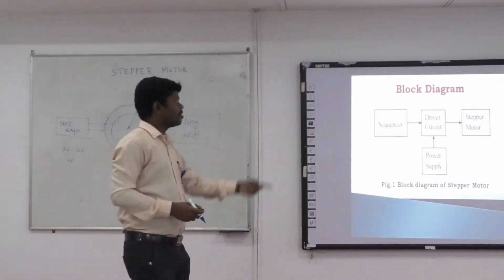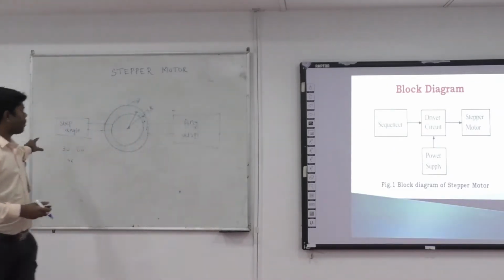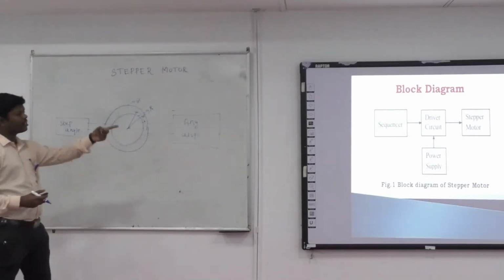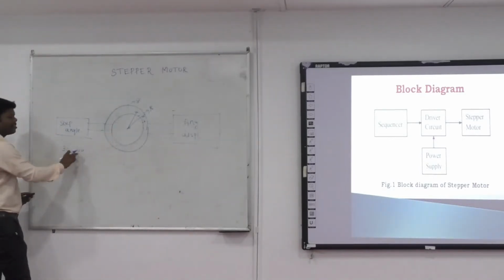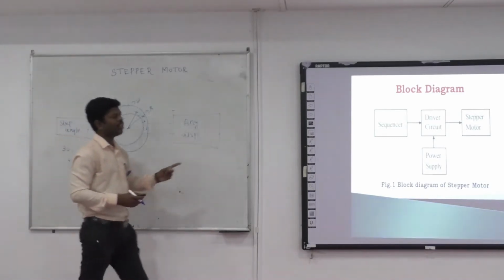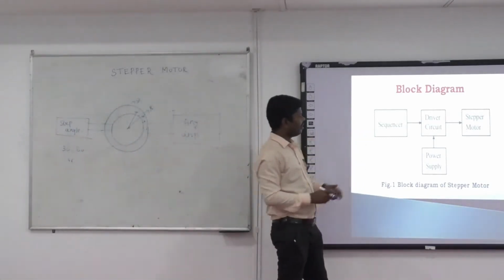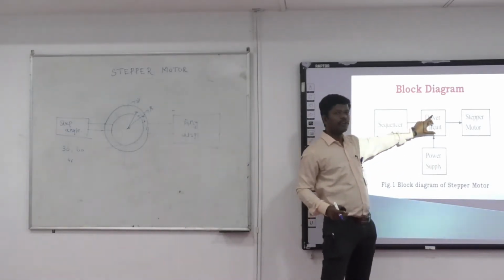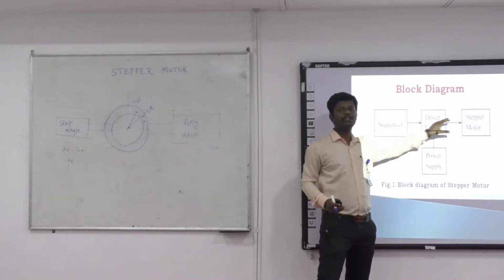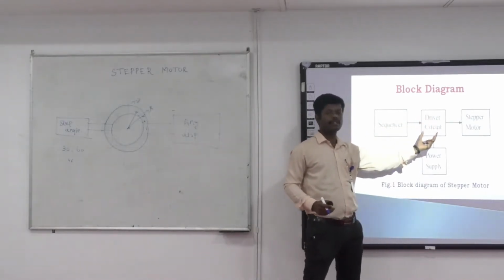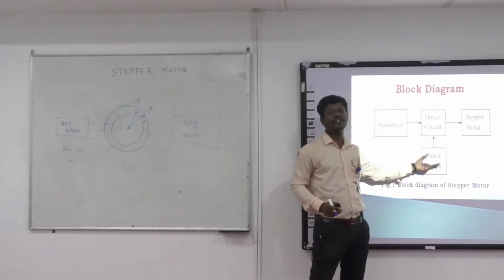Now the block diagram. There is a drive circuit and the stepper motor. Using a power supply, the motor is run sequentially, for example with 30 degree angles. We apply the sequence of 30 degree angles to the driver circuit. The driver circuit drives the motor, and it needs a power supply. This is the external power supply given to the stepper motor.